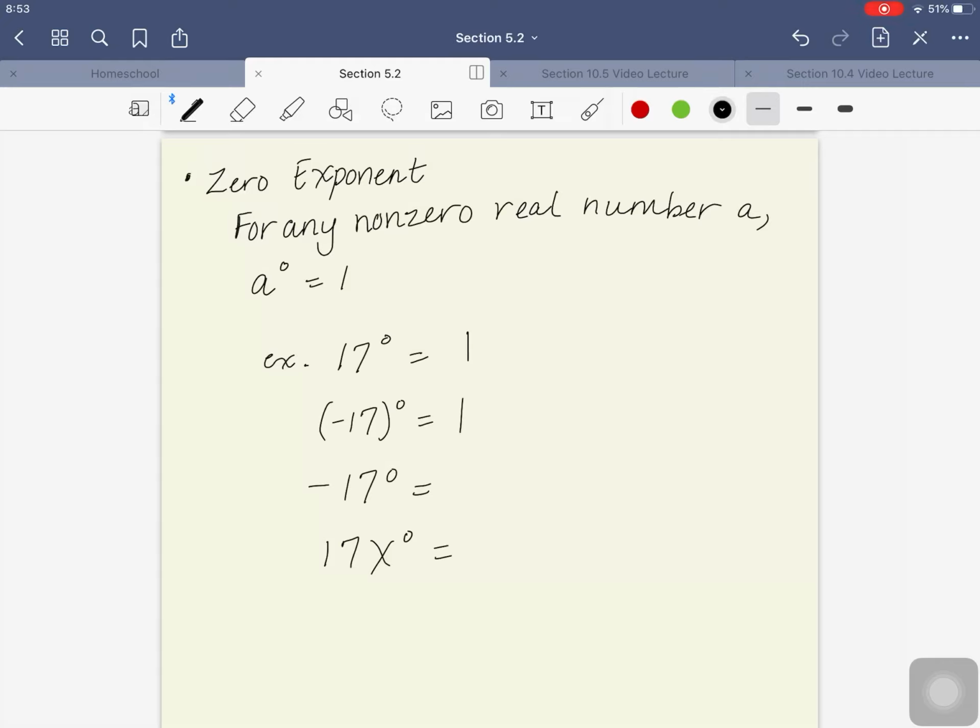Keep in mind that the exponent only applies to the number right in front of it. So this zero exponent only applies to the 17, and you would carry that negative over into your answer. So this would actually equal negative 1. Again, with this example, the zero exponent only applies to the x, so you would carry the 17 over into your answer. So that's 17 times 1, which is equal to 17.